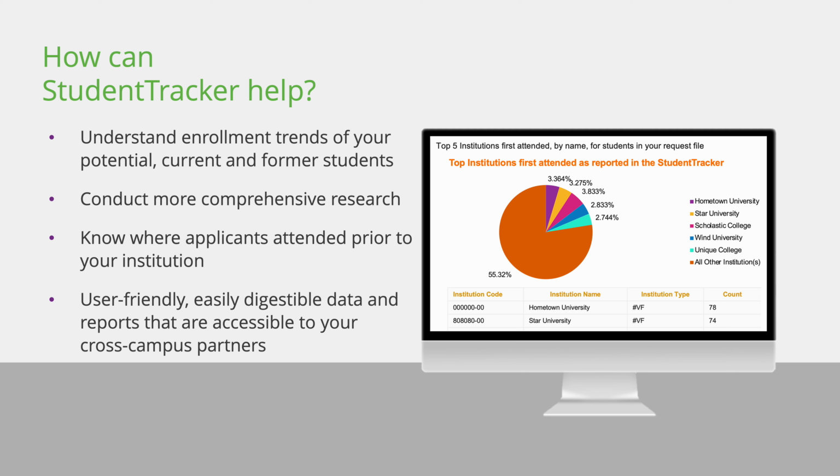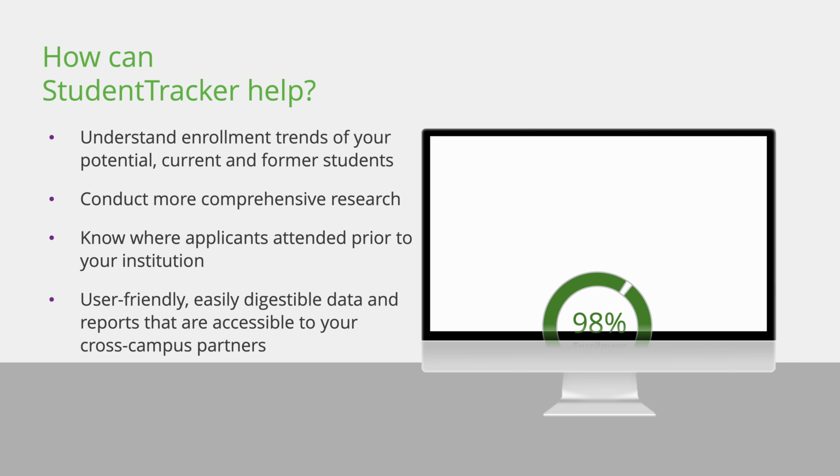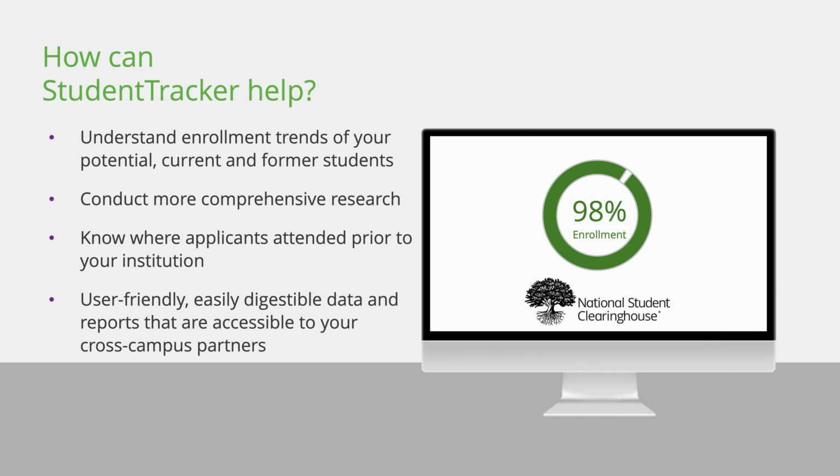We hear from some schools that are not using Student Tracker that they are getting this information either through survey or anecdotal information. For survey information, you often don't get good responses and people don't give clear or complete information. Whereas with the Clearinghouse, we do cross state lines. We do have 98% of the enrollment, so we're able to give you a much more complete and thorough picture.